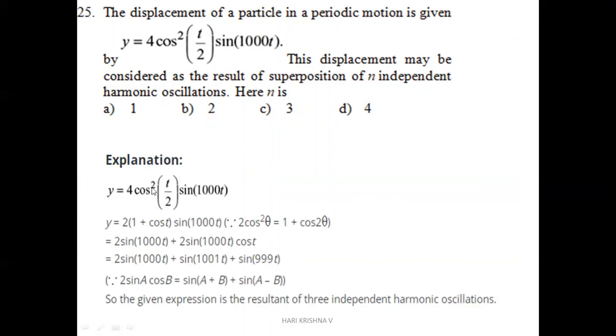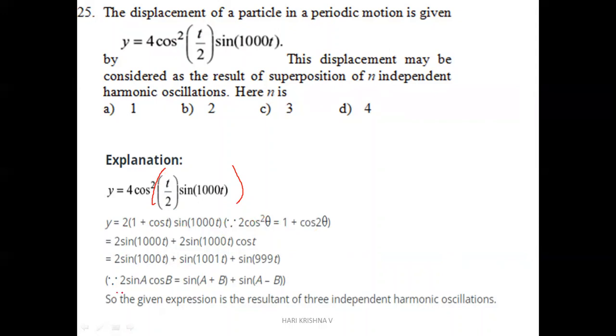So here given is 4 cos²(t/2) sin(1000t). So y is equal to, taking 2 cos²θ = 1 + cos 2θ, where this whole term t/2 we consider as θ. So 4 cos²θ means 2 times (1 + cos t), so y = 2 times (1 + cos t) sin(1000t).